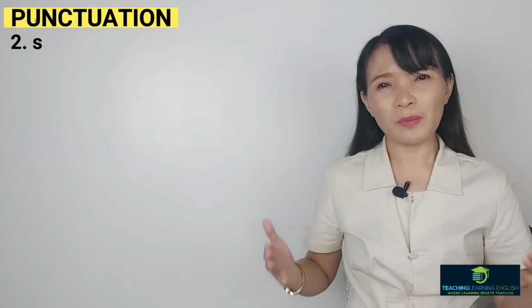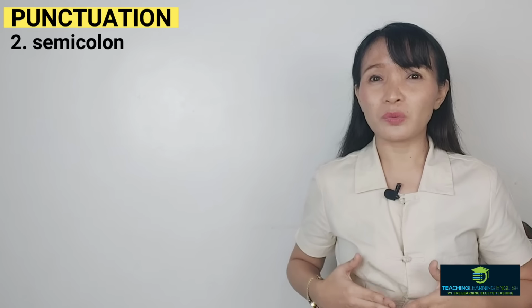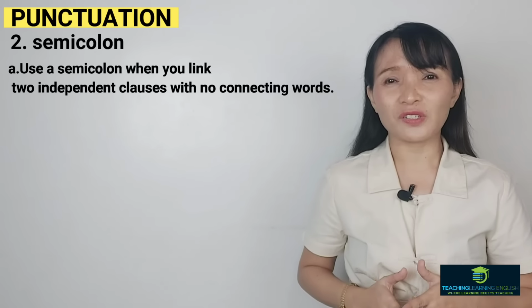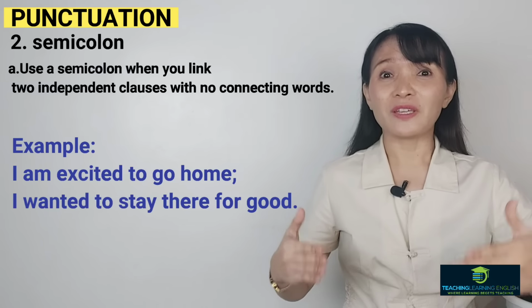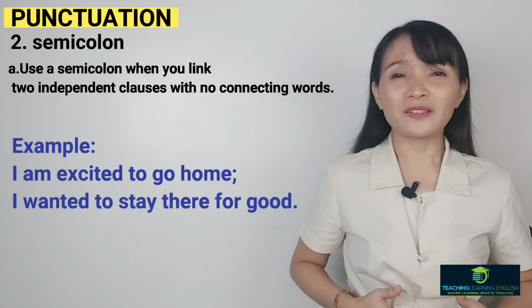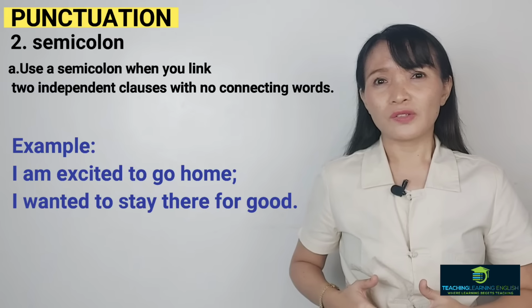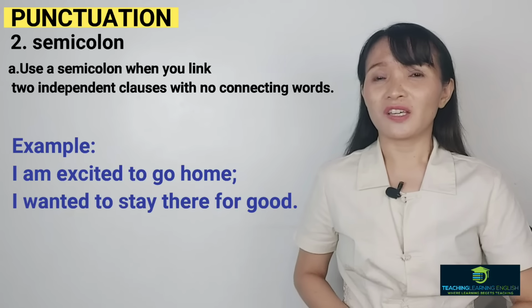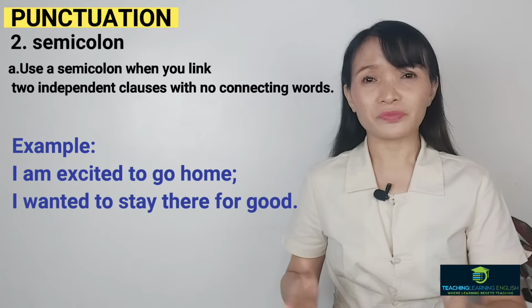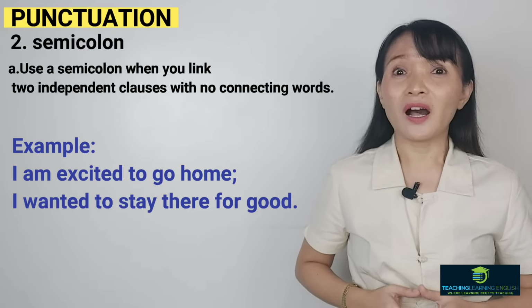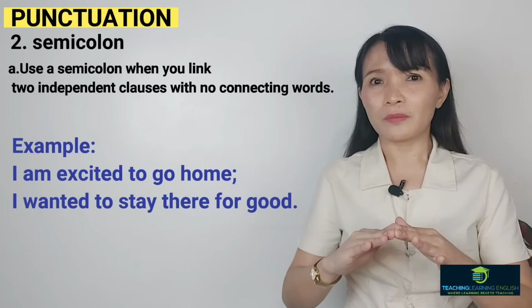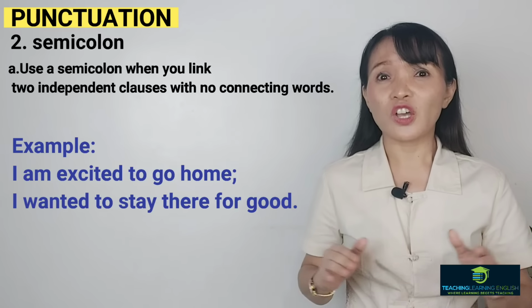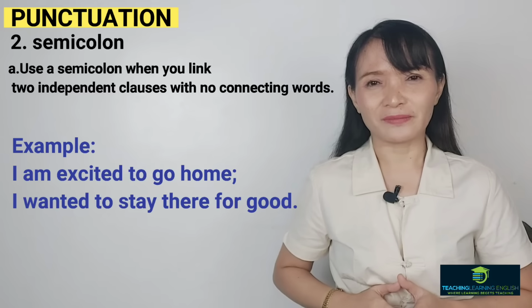So the next one is semicolons. Use a semicolon when you link two independent clauses with no connecting words. So for example, I am excited to go home; I wanted to stay there for good. So where is the first clause? I am excited to go home. The second clause is I wanted to stay there for good. So when you link them with no connecting words, use a semicolon.